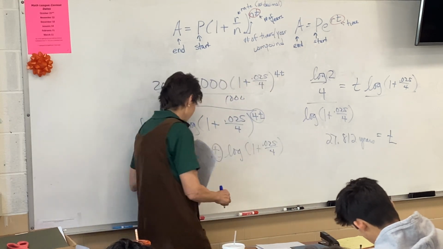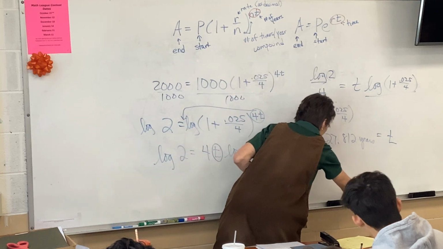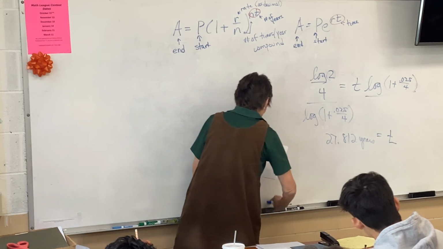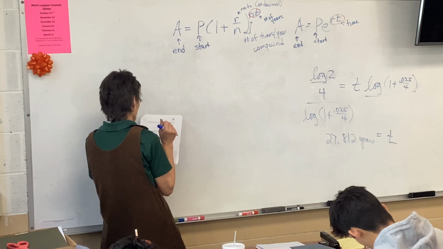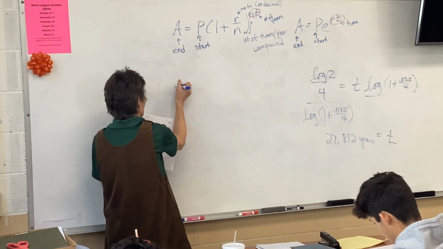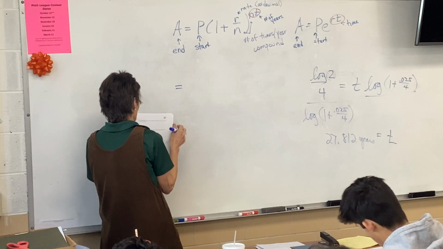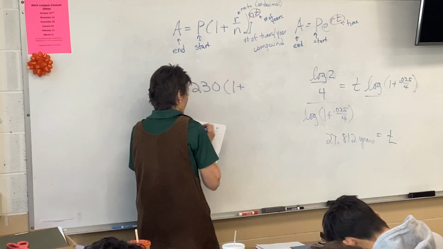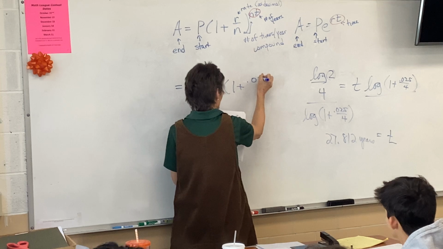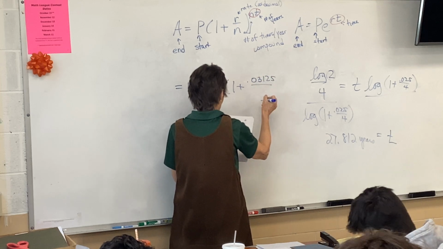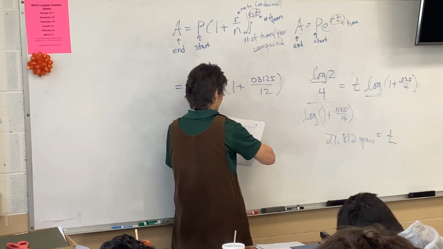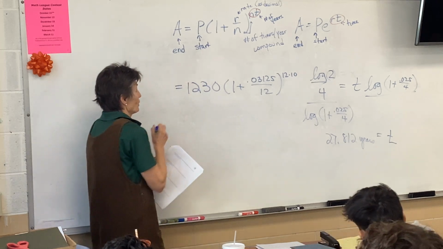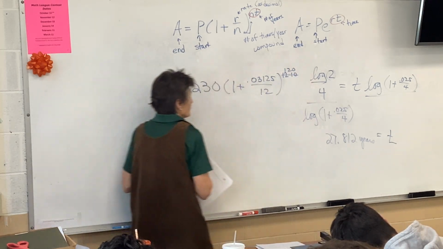All right, let's try number 2. Here we go. I'm going to have to erase all this. So number 2, you think we need the same formula. All right, so what are we going to have? What's it going to look like? 1,230 is P. R is 0.03125, monthly. Then you have this time now 10 years, 12 times 10, 120. So I'm going to go ahead and make that 120.